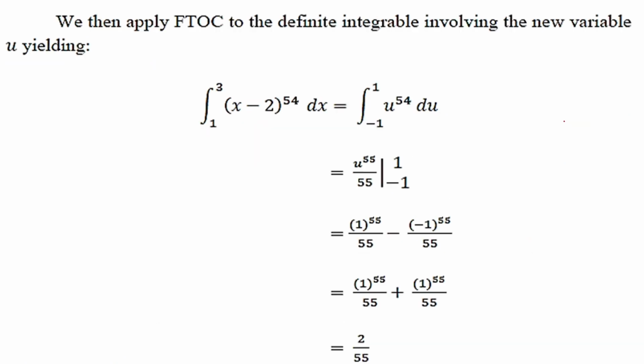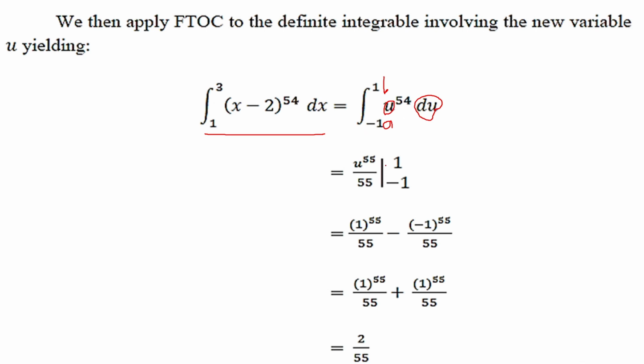Okay, so when we apply FTOC to the definite integral involving the new variable u, yielding, as you can see here, we have the same given. But then, in our method 2, FTOC, we already use the new values of our b and a, which are 1 and then negative 1. This is our b and this is our a. And also for the substitution technique, we will use u and it will be du. So it will be the definite integral from negative 1 to 1, u raised to 54 du.